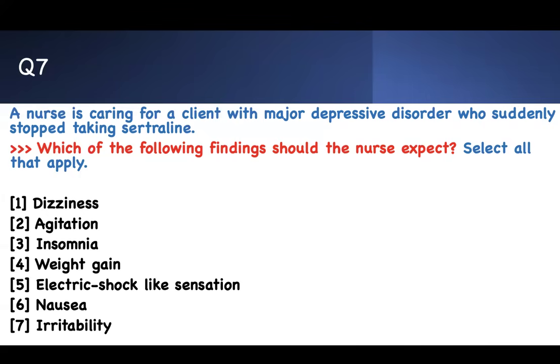Most of the symptoms are dizziness, agitation. You can't sleep anymore. Weight gain is one of the signs and symptoms while you're on the medication. Electric shock-like feeling, you feel like you're zapping your brain. You have nausea and irritability. Therefore, the only wrong answer choice is this. All these are right. All the answer choices are signs and symptoms of withdrawal from an SSRI. I'm using this to teach. Number 7 is a teaching question.